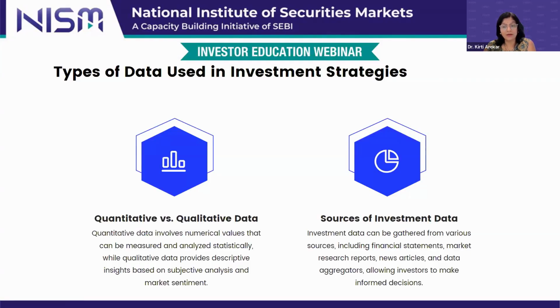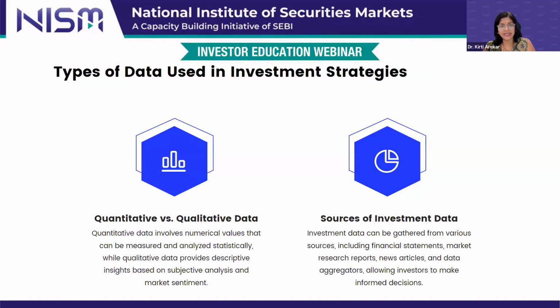We can also collect data from financial statements, market research reports, and news articles, and we can aggregate all of that, analyze it together, and then come to a conclusion. When we are talking about data, some of it falls under qualitative data, and some of it falls under numeric data. In general, there is qualitative data and numerical data, and there are different types of data we use in an investment strategy.